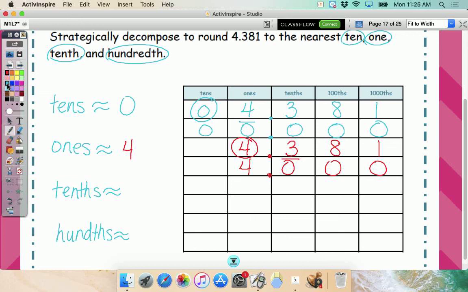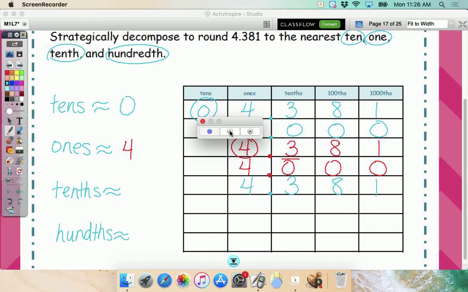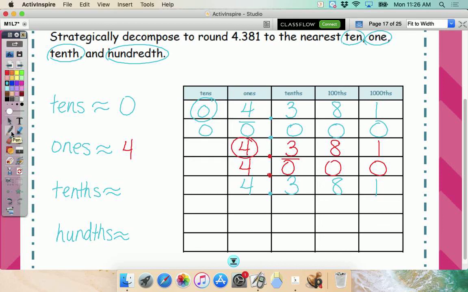Okay, we're going to write it again. 4.381. So this time, I'm going to round 4.381 to the nearest, what place value? Tenths. So I'm going to pull a stick for that. Which digit, Rowan, is in the tenths place? The 3. So I'll circle the 3 and underline the 8.